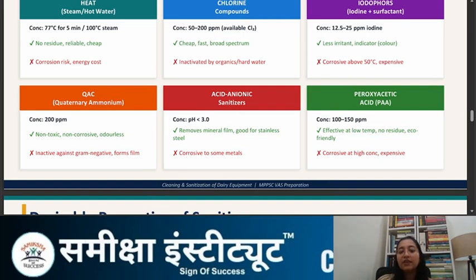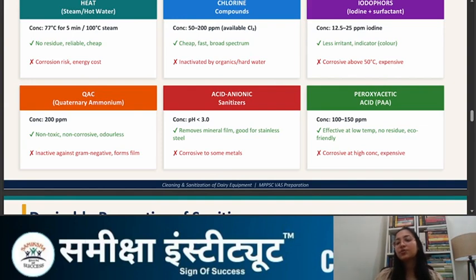So what will happen? It will remove the mineral film. It will be good for stainless steel. It will not react, not corroded. But sometimes some other metals, if they are used in the equipments, will get corroded, because we know acids are highly reactive in nature. They will react with metals and this will lead to corrosion. But it does not corrode the stainless steel, and most of our equipments will be made up of stainless steel. So usually these are very important, very highly useful.